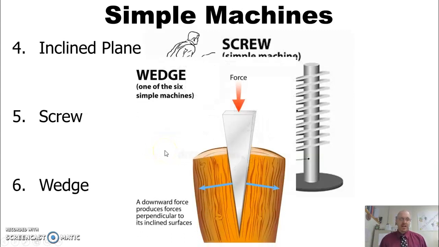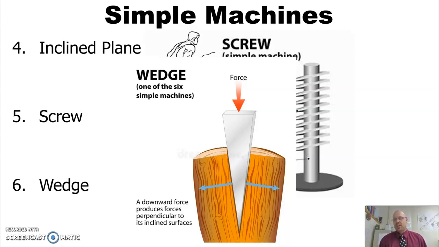And finally, the wedge. The wedge is really interesting because it changes the direction of the force. A downward force on the wedge produces a perpendicular sideways force, which causes it to split, which is why it works really good for splitting wood.